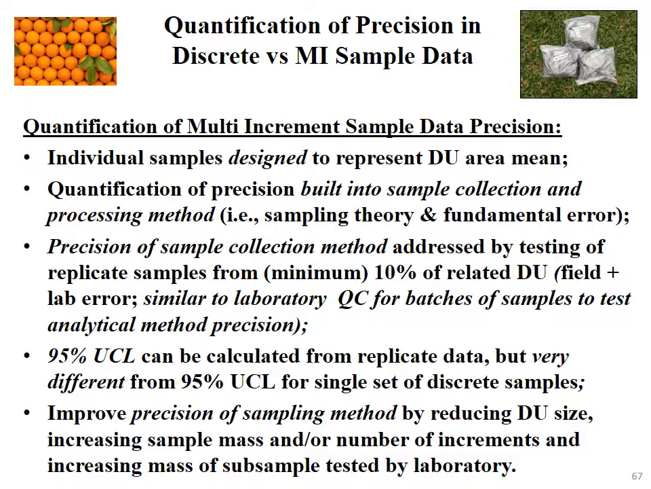Now, as we discussed before, we only start to consider the 95% UCL for multi-increment sample data when your relative standard deviation, or really when your field error, gets to be above 50%. That's when we start recommending consideration of 95% UCL again. Because again, like in discrete data, single data sets, we're starting to be more concerned about the representativeness of the sampling approach.